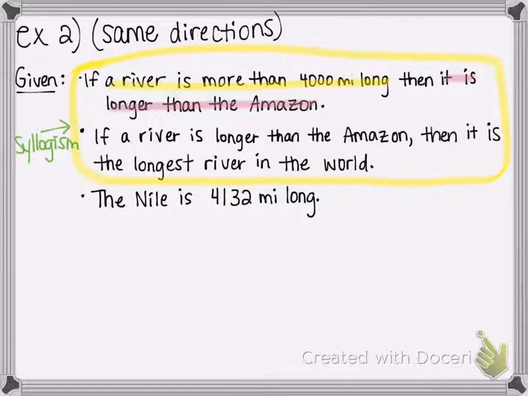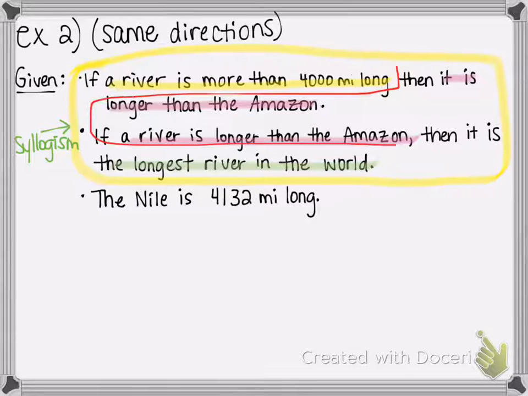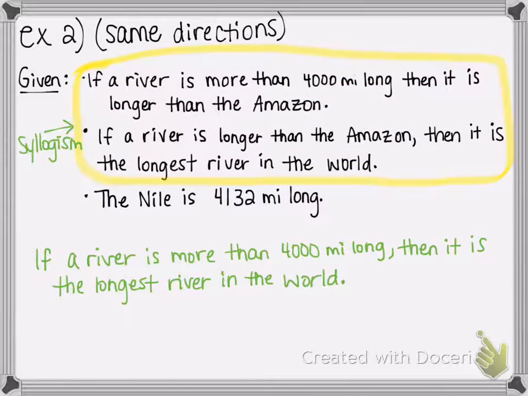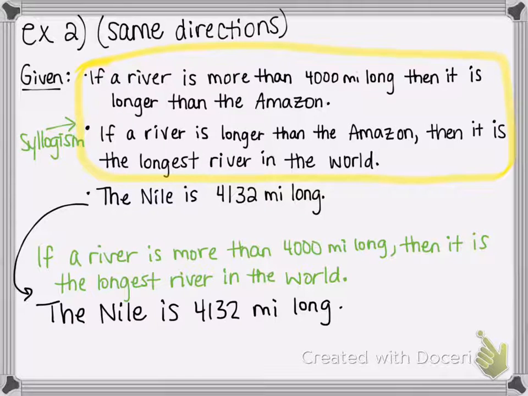Alright, next statement, if a river is longer than the Amazon, okay, that matches up, then it is the longest river in the world. So law of syllogism, this middle stuff needs to be the same. In this case it is. So that means that we can mark all that out, and when we do, we have a new statement that combines those. It says if a river is more than 4,000 miles long, then it is the longest river in the world.